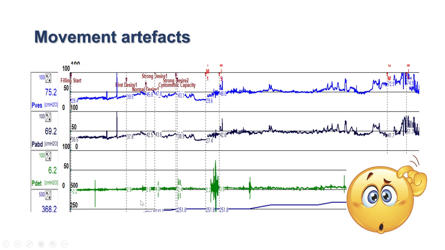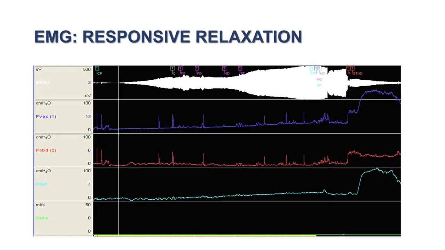Now, this is a rare phenomenon. I have not been able to explain it: you don't see any deflection in the P vesicle or P abdomen, but suddenly you get some sort of deflection in P detrusor. In EMG, this is a proper guarding reflex and relaxation during voiding.